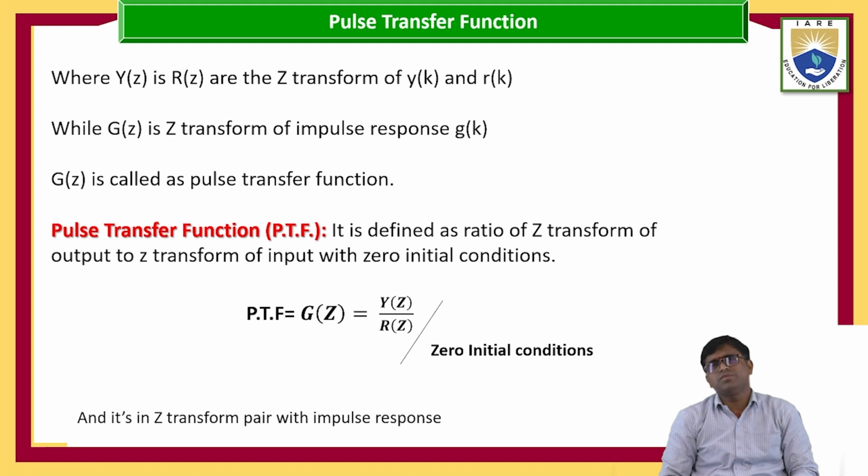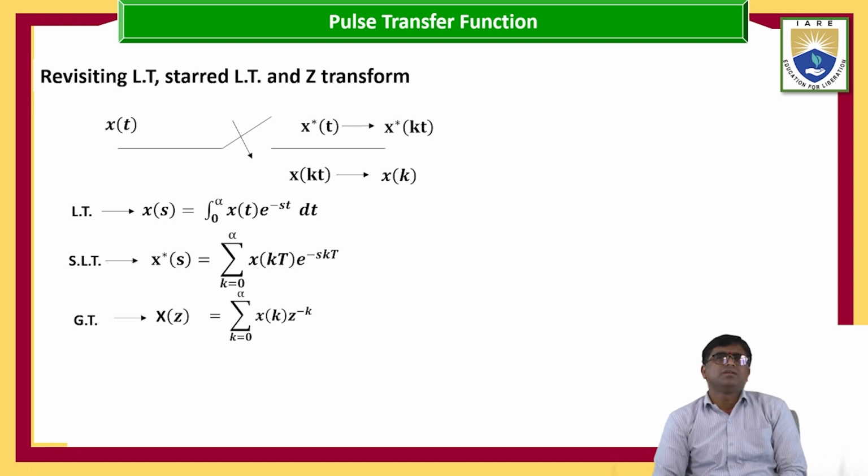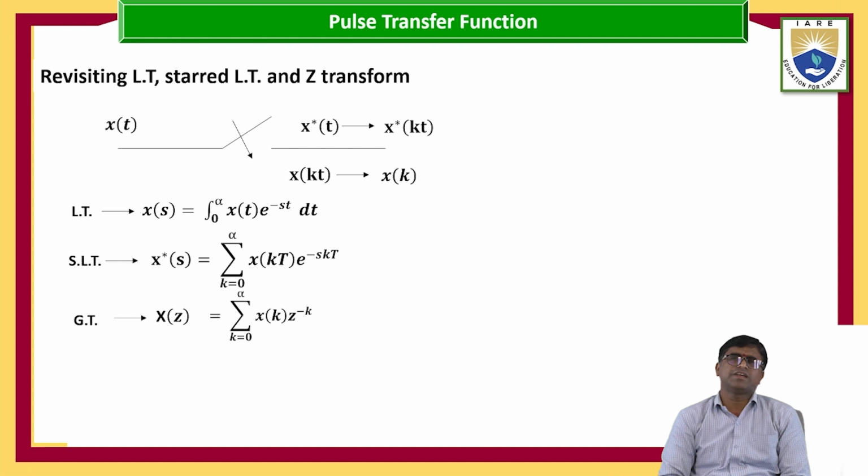After that, I am going to find the transfer function, that is, G(z) equals Y(z) by R(z), making all initial conditions 0. And it is the z transform pair of the impulse response. Now we will see some of the values according to the Laplace transform, the star Laplace transform, and the Z transform.